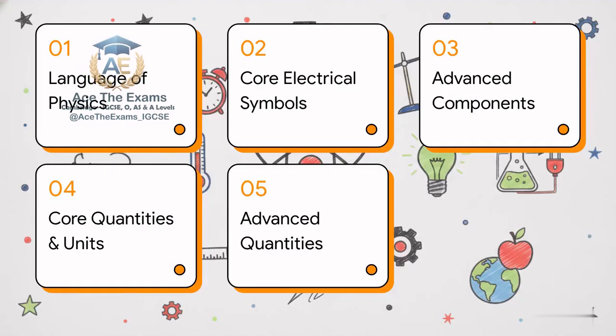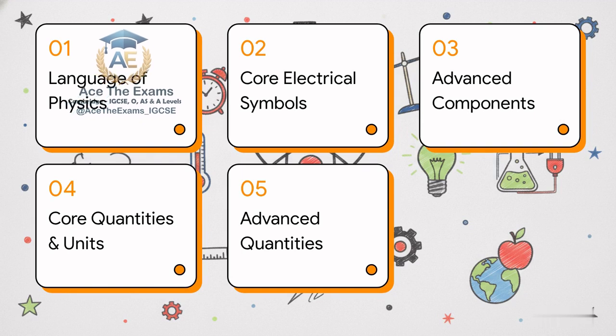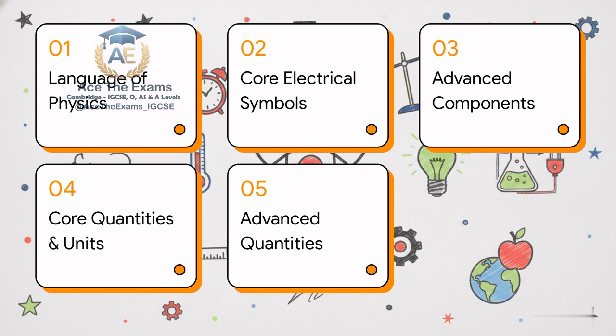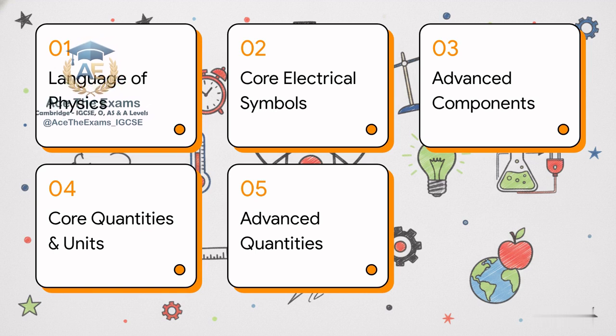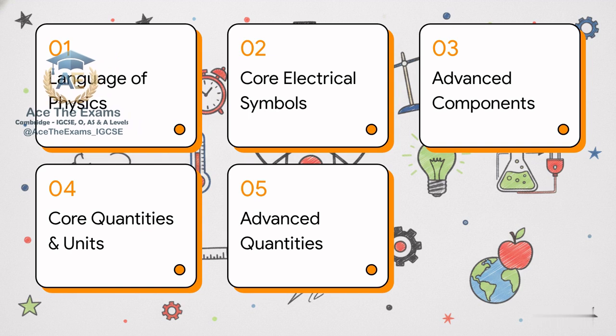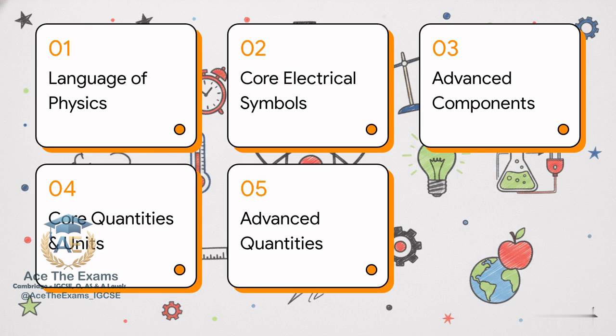To fix Alex and Sam's exam technique, we are going to break this explainer down into 5 manageable diagnostic areas. First, we establish the language of physics. Second, we dissect core electrical symbols. Third, we upgrade to advanced circuit components. Fourth, we diagnose core quantities and units. And fifth, we master advanced physical quantities.